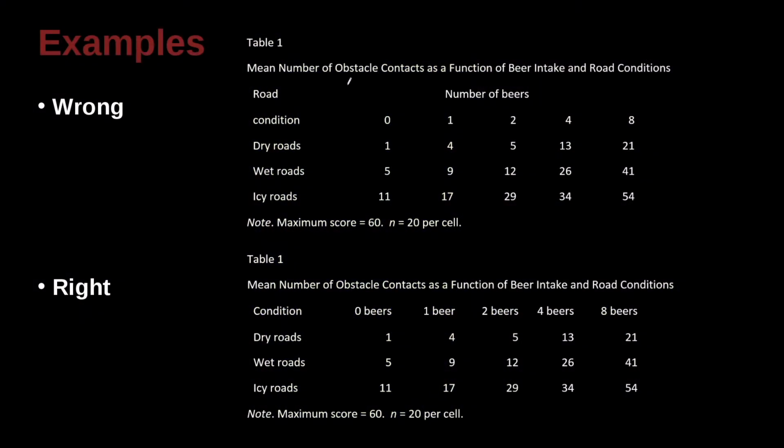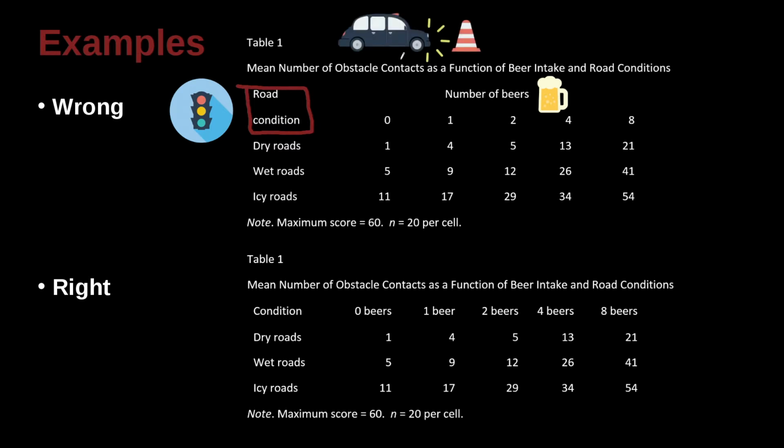Let's look at this table a little bit closely. So we've got road condition, and the roads are dry roads, wet roads, icy roads. And then over here we've got number of beers. So what we're looking at is the mean number of obstacle contacts. I guess that means how many things did they hit in this test. They're driving the car after they drink some beer. So how many obstacles did they impact, did they hit? Of course, if you drink more beer, you probably hit more obstacles.